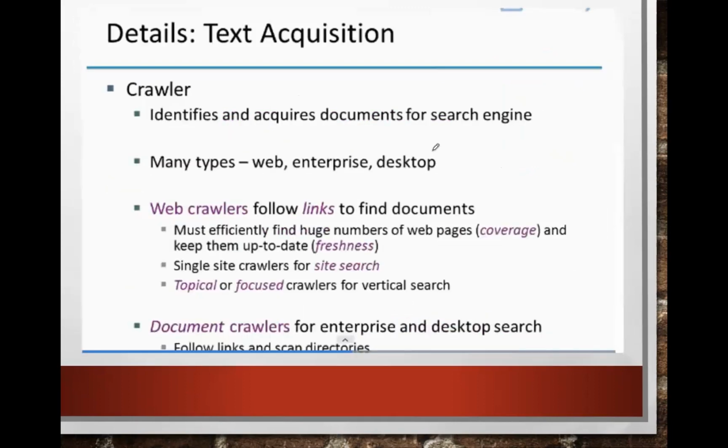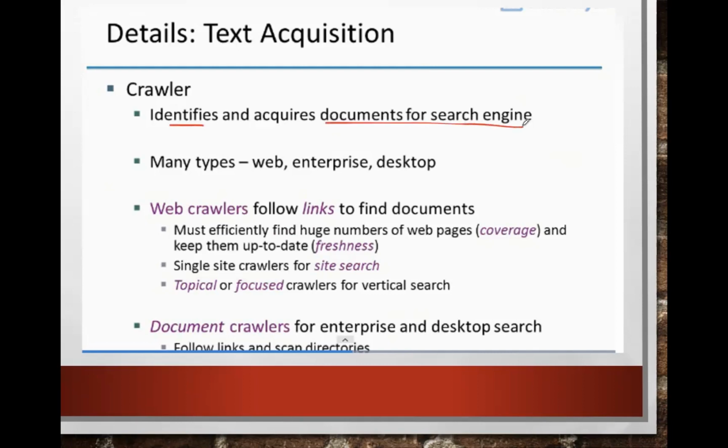Coming to the first one, text acquisition, which we saw before. There we just saw a brief description of that. Here we'll go into the details of each and every step involved in the process. So first one, text acquisition. Here the web crawler is used, right? The web crawler selects and retrieves documents to be indexed. So it identifies the documents for the search engine.